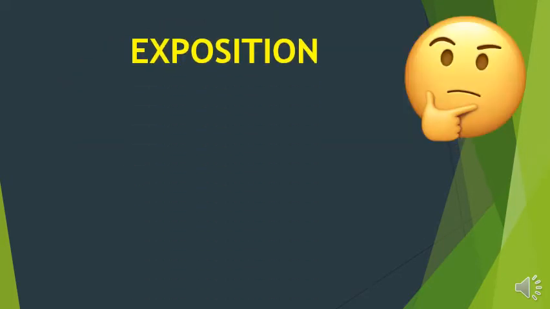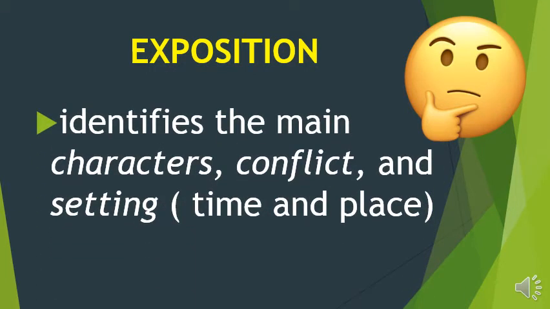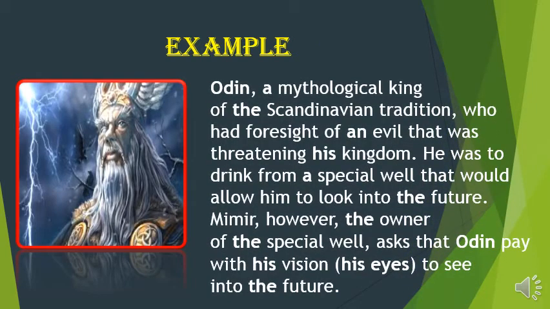Let us begin with exposition. Exposition identifies the main characters, conflict, and setting, or the time and place. Example: Odin, a mythological king of the Scandinavian tradition, had foresight of an evil that was threatening his kingdom. He was to drink from a special well that would allow him to look into the future. Mimir, however, the owner of the special well, asked that Odin pay with his vision to see into the future.